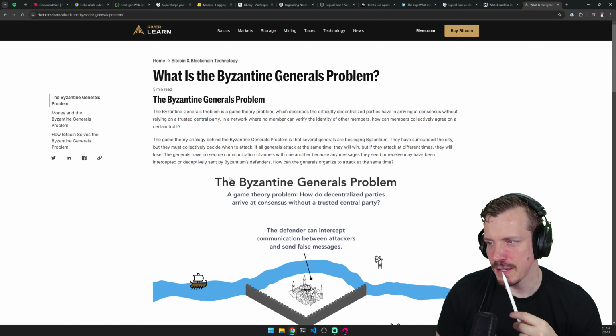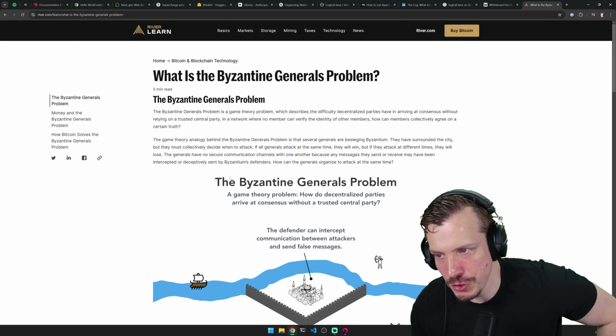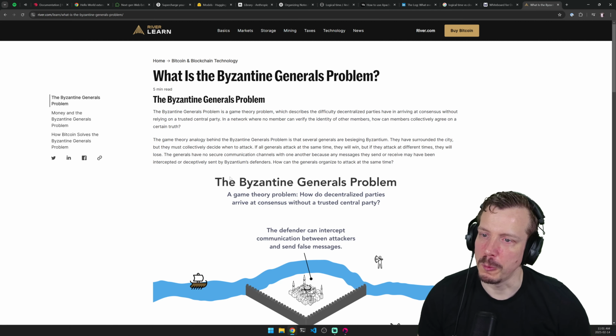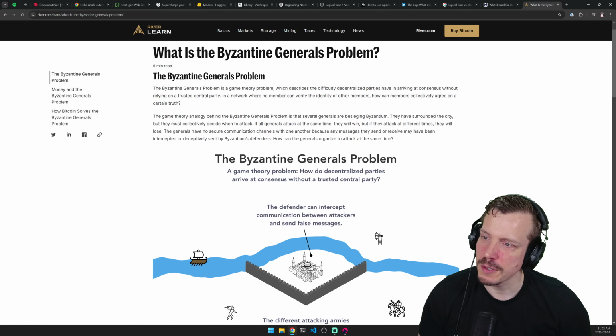They have surrounded the city, but they must collectively decide when to attack. If all generals attack at the same time, they will win, but if they attack at different times, they will lose. Oh, that's interesting. The generals have no secure communication channels with one another because any message they send or receive may have been intercepted. I don't know if that part is as useful. How can the generals organize to attack at the same time?